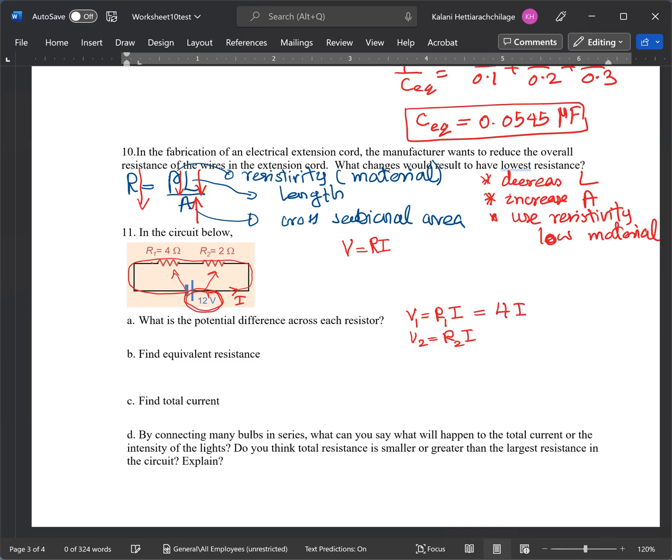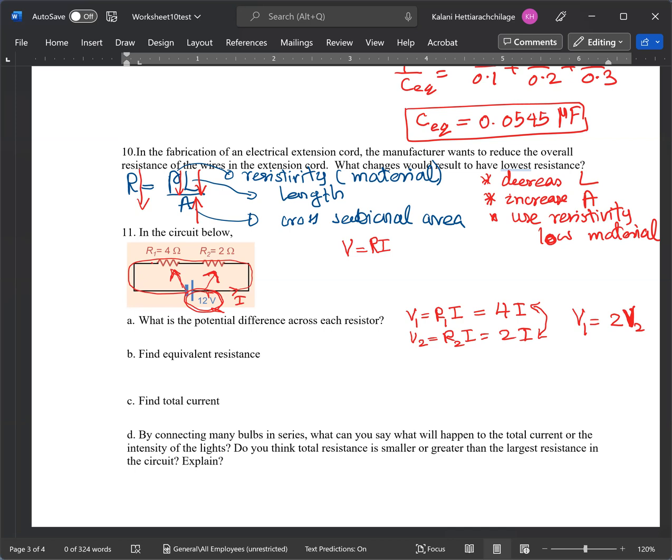R1 is 4 times I, and R2 is 2 times I. So as soon as you can see it in here, you can write that V1 is double of V2, right? As soon as you recognize that, what that means is this 12 voltage is distributed to these two, but V1, the first resistor, has double the voltage that you have on R2, right? So what that means?